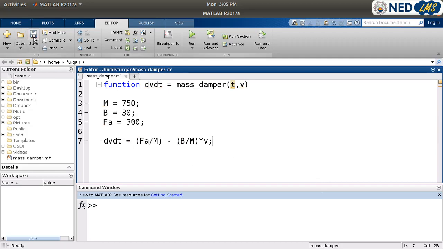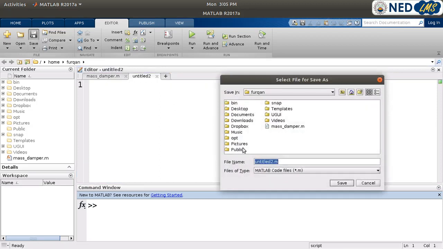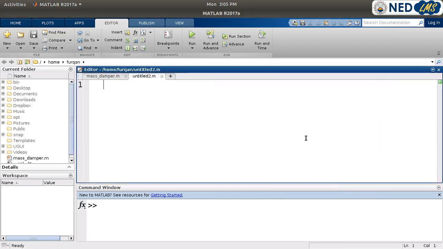Now we will write another script in which we will call the ODE45 function. So I am writing another script, saving it with a name, untitled, whatever it is. The output of ODE45 is t comma v.